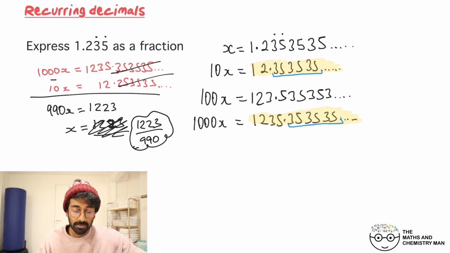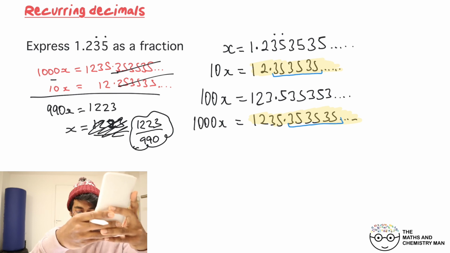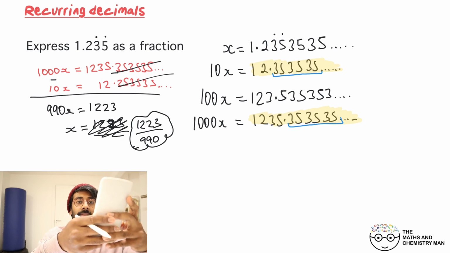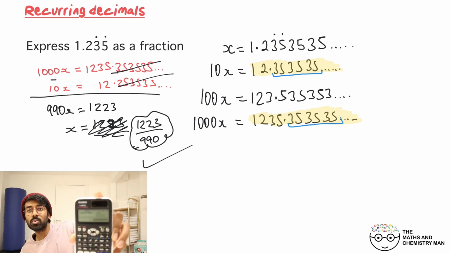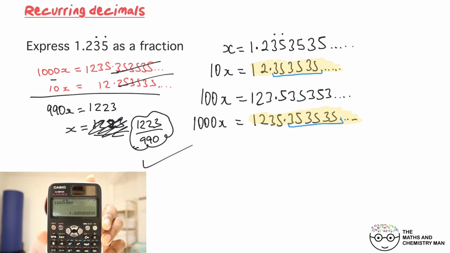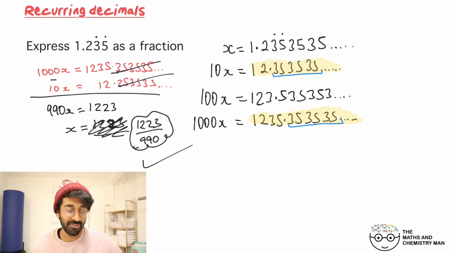And then you can double check that in your calculator if you are an iGCSE student, because you're allowed calculators for both your exams, but not for GCSEs, unfortunately. So I'm going to cheat here. I'm just going to go 1223 over 990. And that doesn't simplify. So there we go. Bam. And that gives me the right answer. And so that's that. Perfect.